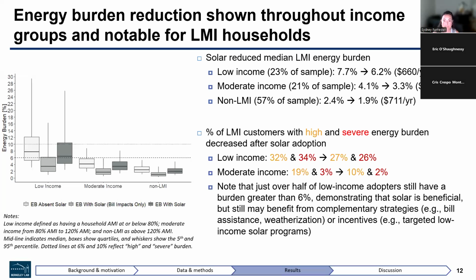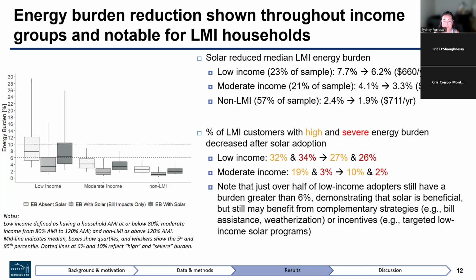So for low income specifically, 66%, so 2/3 of all of the low income adopters before solar had high or severe energy burdens. And that was reduced to 53% with solar. So you see a pretty large drop in incidence from 66 to 53, which is fairly significant.